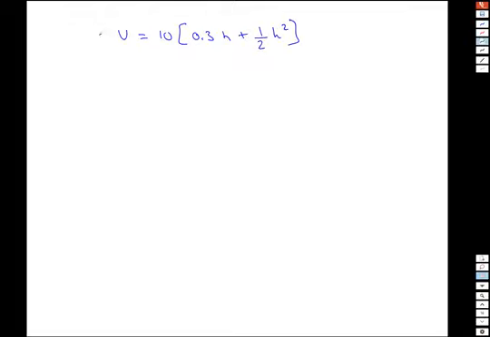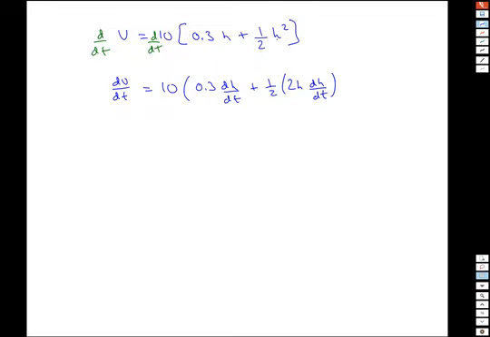All we do is take derivatives of both sides, d/dt. dV/dt then is 10 times 0.3 dh/dt. And then here we have h squared. That's going to give us 2 h's times the derivative of the inside, that's dh/dt. And we know the volume rate of change is 0.2 meters cubed per minute. And we can start solving for dh/dt here.